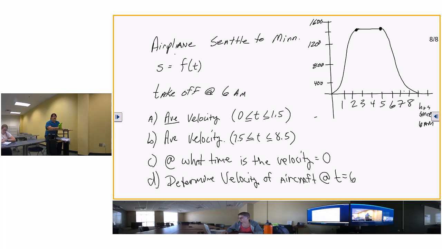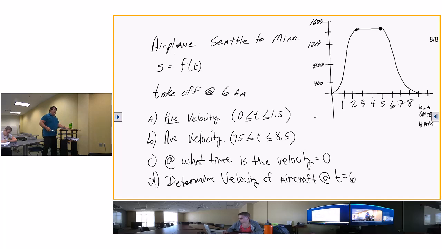But how would you do the average velocity? Average velocity means slope. Average velocity means slope. At what time is the velocity equal to 0? Well, you're looking for the vertex, or you're looking for what? Flat line or horizontal line. And D, determine the velocity of the aircraft at 6. So what do you do? Well, the first thing you do is the average velocity at 0 and 1.5.